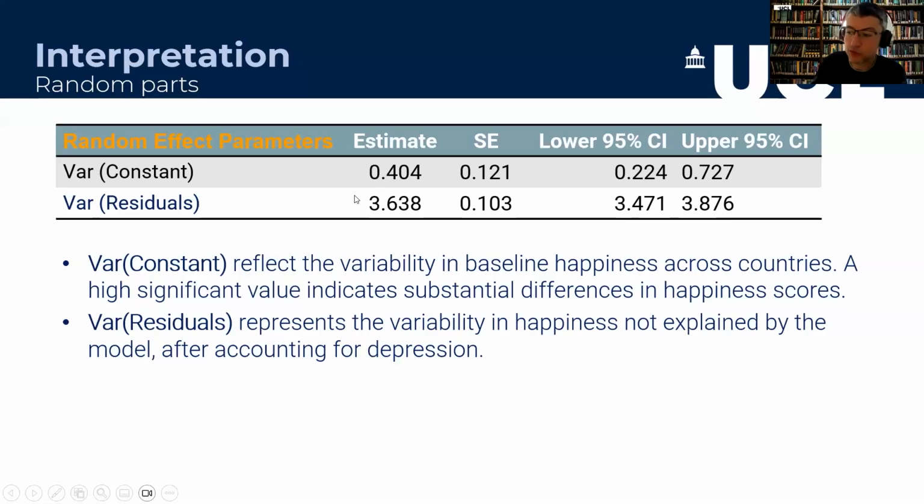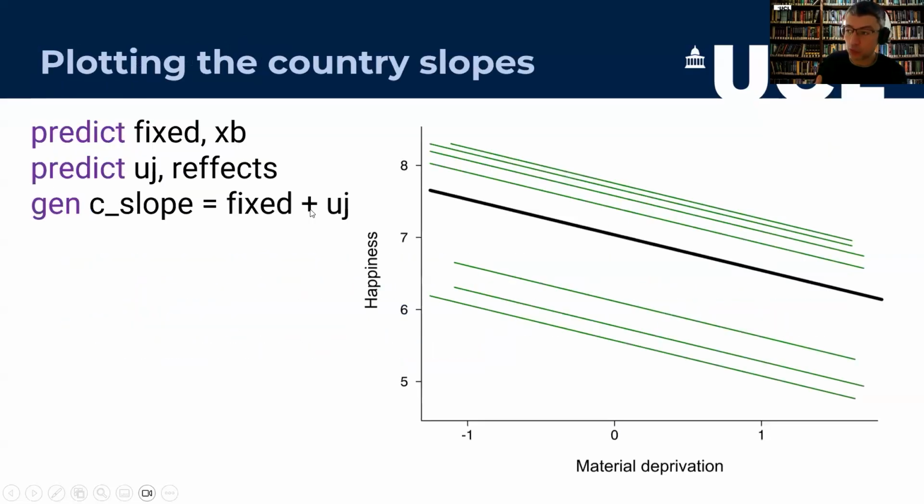And given that happiness goes from 0 to 10, such a big variance suggests that at the individual level, not at the country level, there are a lot of variations across individuals. And you can imagine that the scores go from 0 to 10, so there is variation across individuals at level 1. And so far, just accounting for depression doesn't explain much of these residuals.